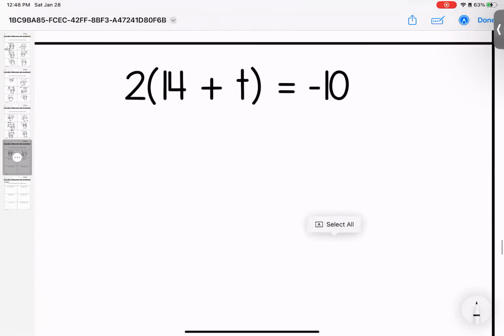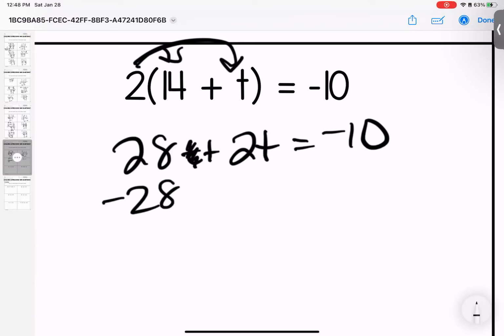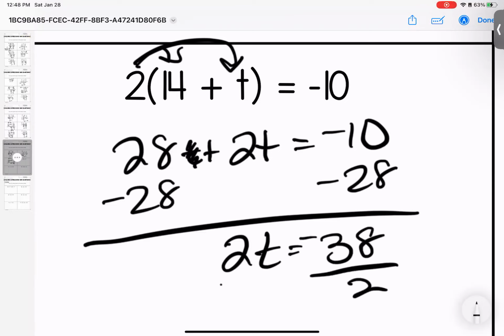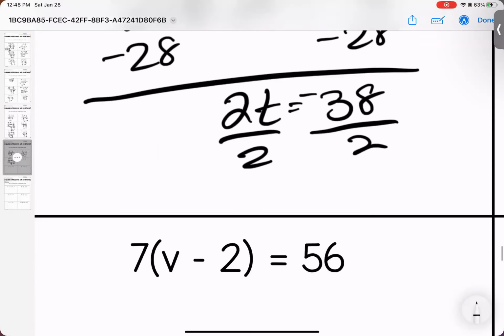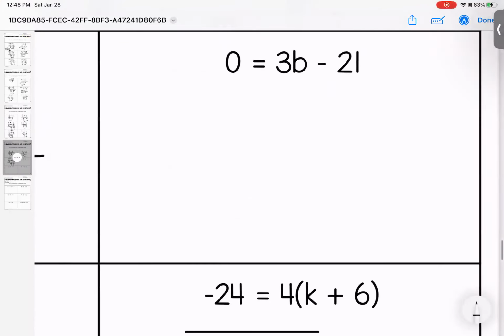Moving and grooving on down. Share the 2. 28 plus 2t is equal to negative 10, minus 28, minus 28. 2t is equal to 38. It's negative. It's growing in a negative way. I'm going to divide both of these sides by 2, and I get that t is equal to negative 19, because we have opposite signs.